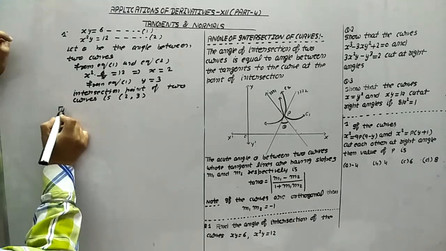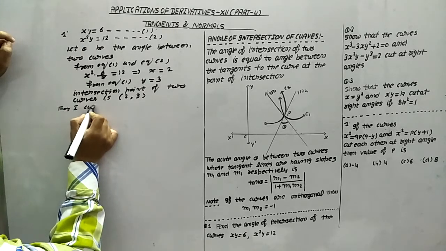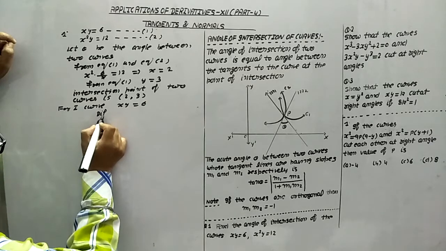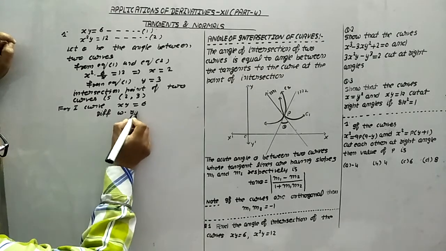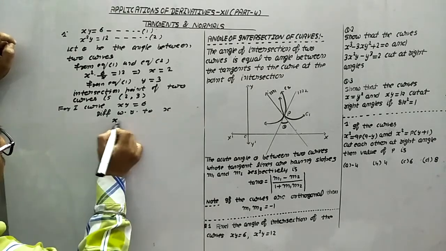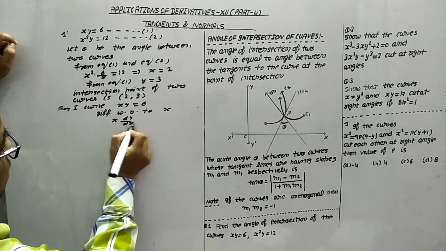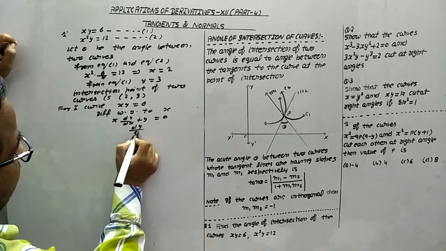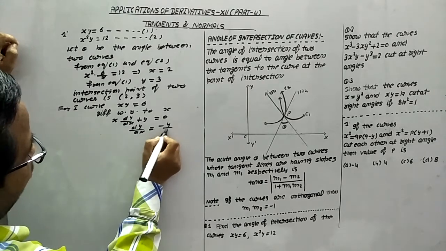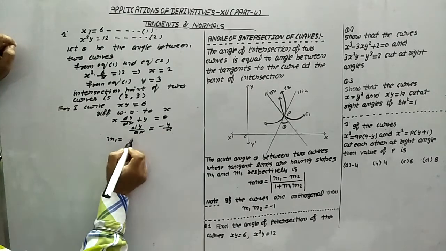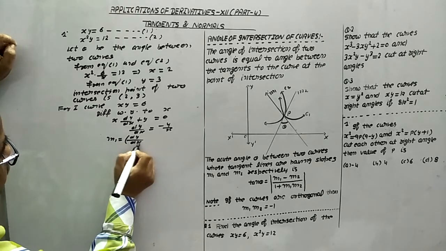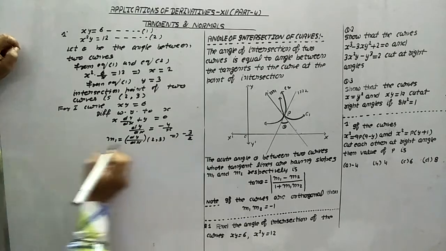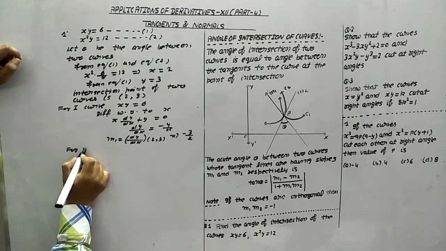Now, for the first curve, we have xy equals 6. Differentiate with respect to x. Once you do the differentiation with respect to x, we get x as it is times dy by dx plus y as it is times the derivative of x, which is 1, equals 0. It means dy by dx is equal to minus y upon x. Therefore, m1 is equal to dy by dx at (2, 3). It means this becomes minus 3 by 2.